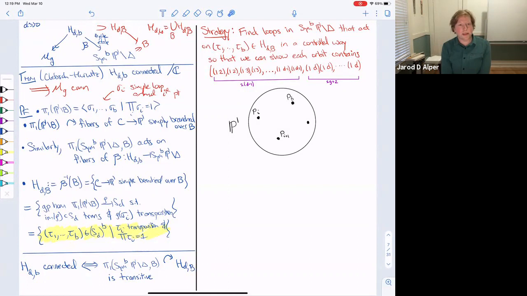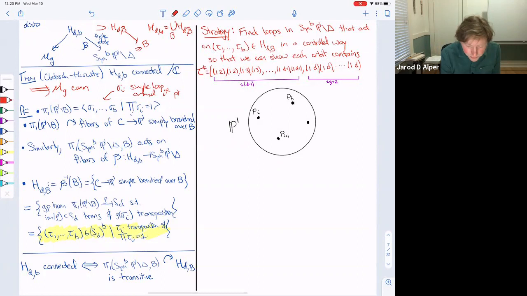So this gives us now a combinatorial strategy to prove connectedness. And I've tried to explain this over here. What we want to do is show that this action is transitive. So we're just going to cook up explicit loops in this space that act in a prescribed way on b ordered transpositions. Namely, there's a particular ordered set of transpositions here that every element can be moved to. Let's call this one tau star.